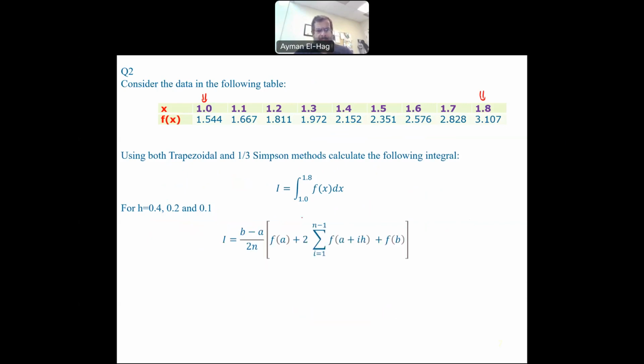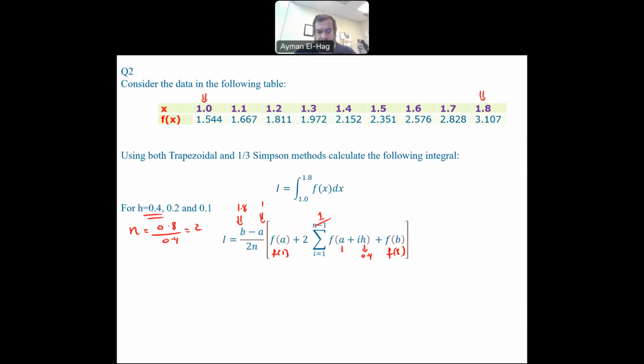So let's start with the trapezoidal. This is the relationship. So your b is equal to 1.8, your a is equal to 1. This never changes. So this will be your f of 1, and this will be f of 1.8. Now here your h is 0.4. We need to find your n. Very straightforward. Your n is equal to b minus a, which is 0.8 divided by 0.4, which is equal to 2.